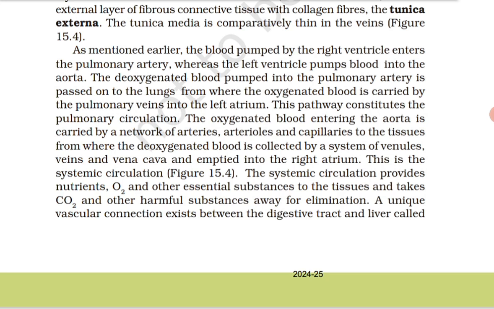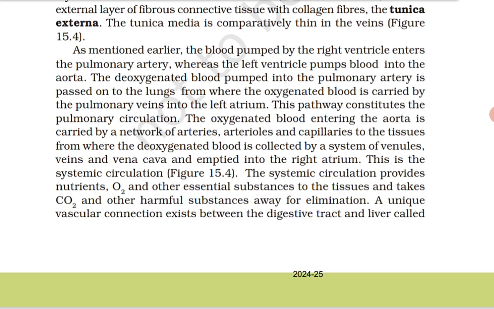As mentioned earlier, the blood pumped by the right ventricle enters the pulmonary artery, whereas the left ventricle pumps blood into the aorta. Left कहाँ पे कर रहा है? Aorta. ठीक है, understood? Then let's proceed further.